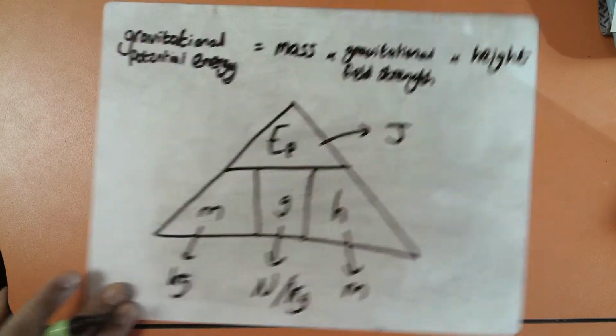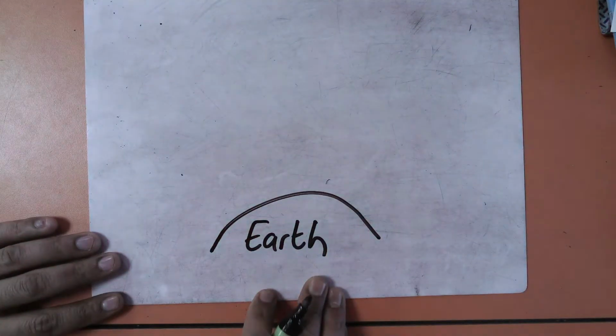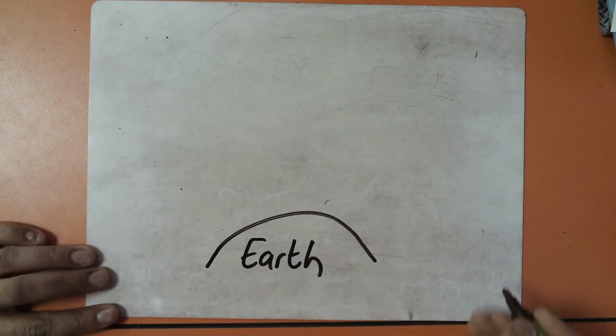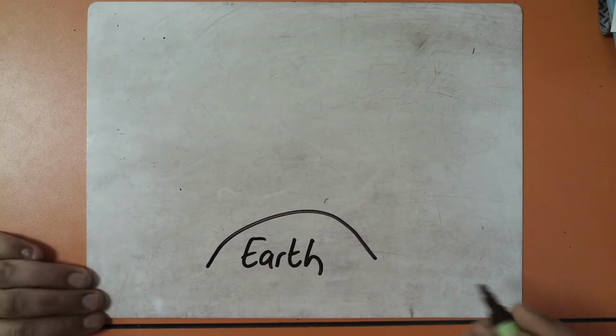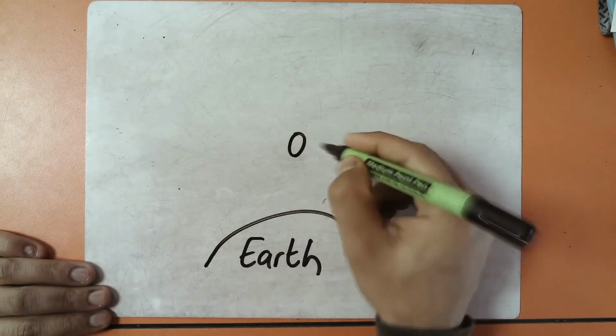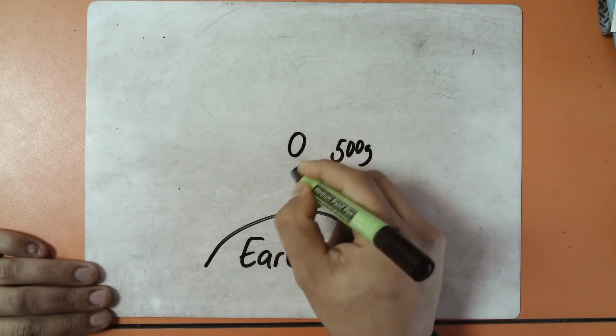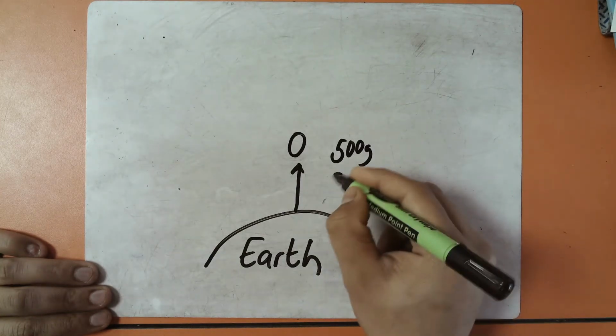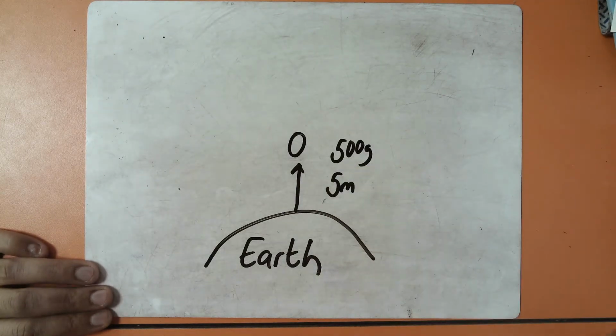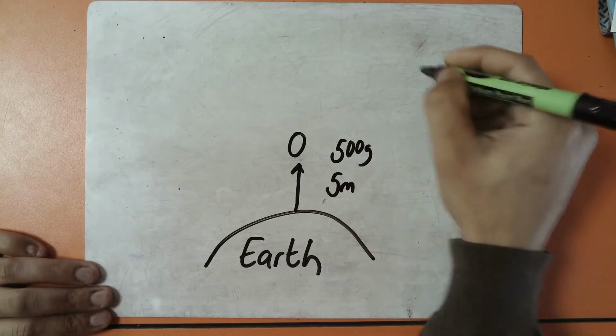So, for example, if I had a football which had a mass of 500 grams and I threw it up into the air by about 5 meters, what would its gravitational potential energy be, which is stored within the football?